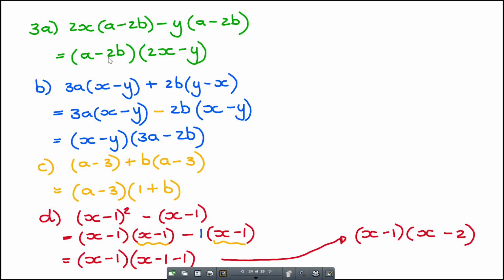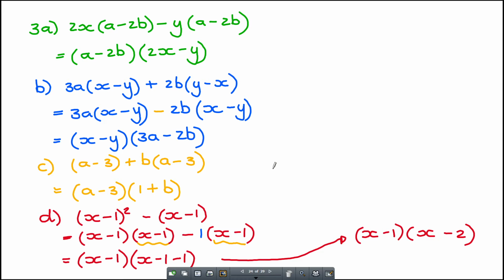So a minus 2b is what I take out as a common factor. Then we start a new bracket to show what would be left. Now in term 1, if I took out that bracket, what would be left? Only the 2x. In term 2, if I took out the bracket, what would be left? Minus y. Do you guys understand that? Okay, then B, we're not looking at. You guys weren't supposed to do that.